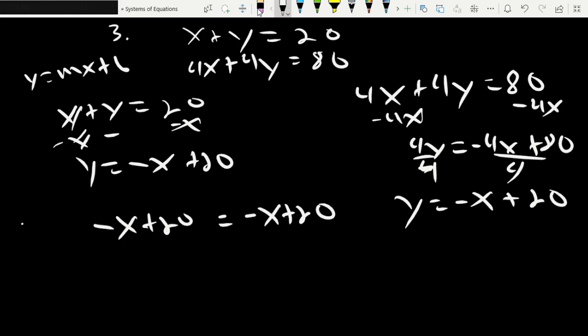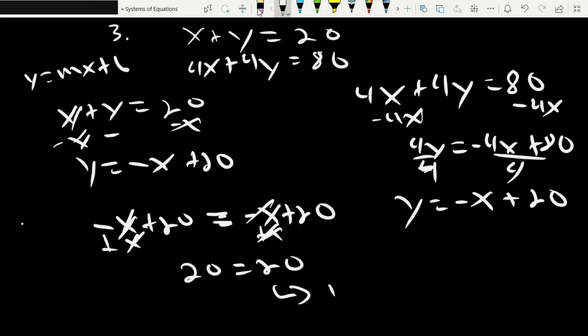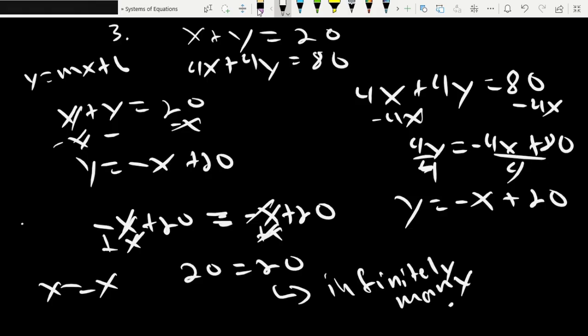So you're not going to be able to find one solution because there are infinitely many solutions. But let's just see, right? So let's say you have plus x here. So this just cancels out and you get 20 equals 20, which just means that it's infinitely many solutions. And if you were to cancel out the 20s, you would have x equals x, which just means infinitely many solutions.